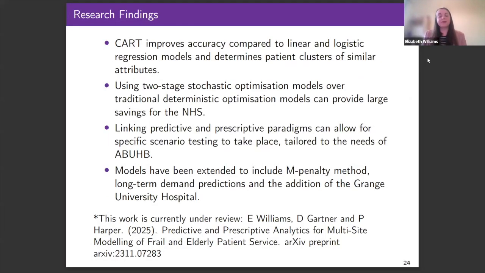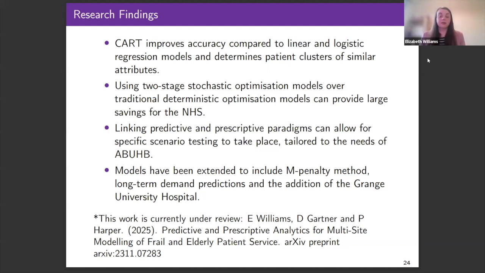So what we found was that the CART algorithm was improving accuracy compared to linear and logistic regression models and determined patient clusters of similar attributes. The visualization was really beneficial because it meant someone without any mathematical knowledge could understand and follow this tree diagram. We found that using two-stage stochastic optimization models over traditional deterministic models can provide large savings for the NHS. And we found that linking predictive and prescriptive paradigms can allow for specific scenario testing to take place, and we could tailor these needs to the Aneurin Bevan Health Board.